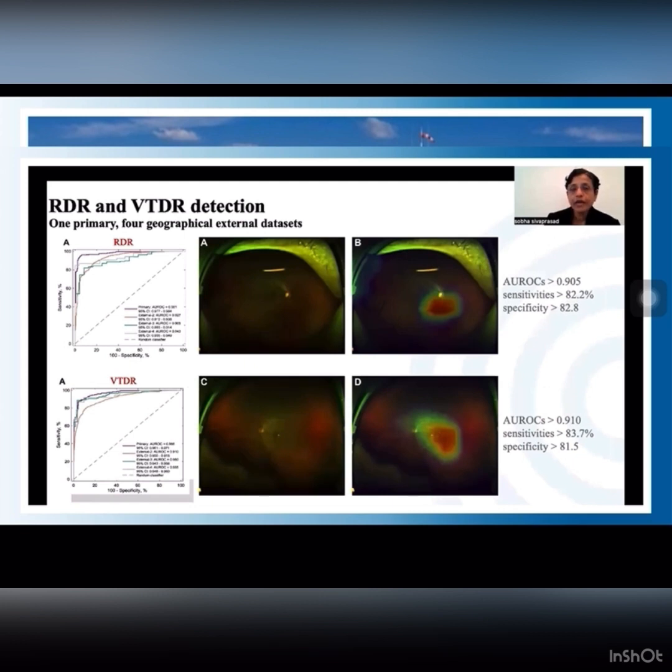Now, coming to the accuracy levels of referable diabetic retinopathy and vision-threatening diabetic retinopathy detection, again, you can see that we did the AUC of all the 5 centers, and all of them had an AUC of 0.905 or above, with good sensitivities and specificities for referable diabetic retinopathy. And for vision-threatening diabetic retinopathy, the AUC was more than 0.910, again with high sensitivity and specificity. And the heat map did show the area where the computer algorithm identified the microvascular changes.